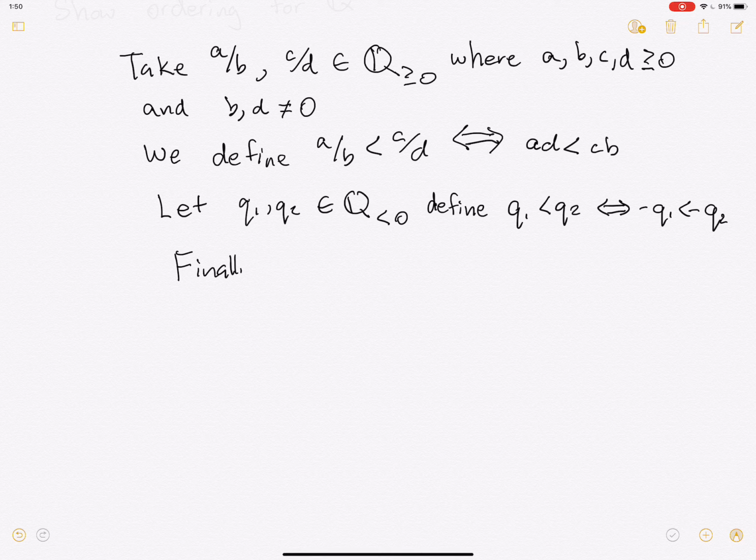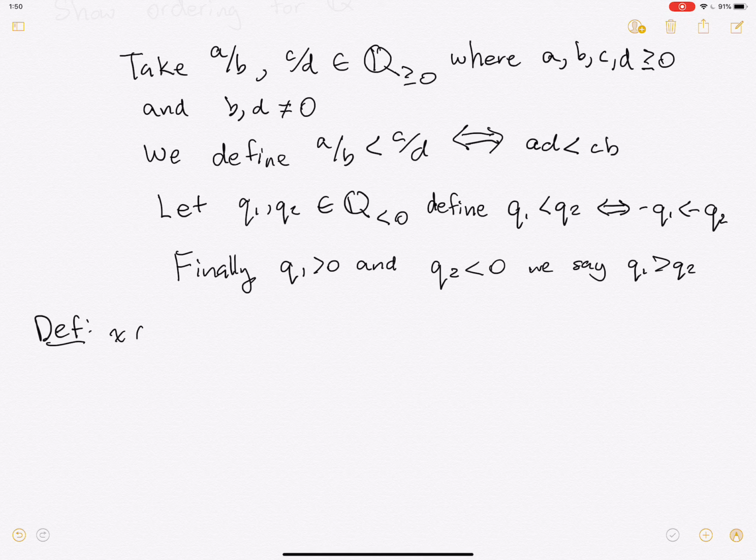Unless we have a case where one is positive and one is negative. So if Q1 is greater than 0 and Q2 is less than 0, we say Q1 is greater than Q2. All right, let's first define something. Let x be a real number.